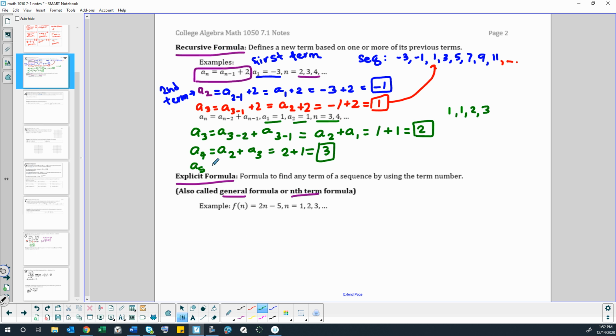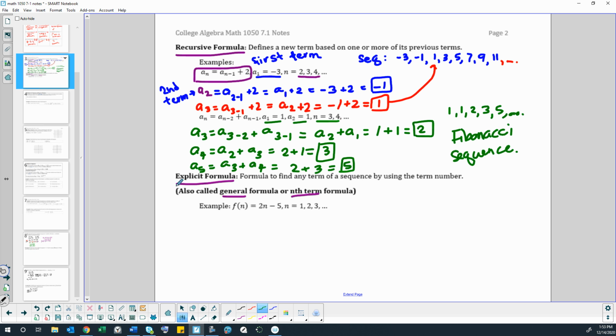So we've got a sub 5 is a sub 3 plus a sub 4. So a sub 3 we found here is 2, and a sub 4 we found here is 3. Add those together and we get 5. We're adding the two previous terms to get the next term. This is the Fibonacci sequence. So creating a recursive formula for the Fibonacci sequence isn't that bad. Now creating an explicit formula for the Fibonacci sequence is quite a bit more complicated.